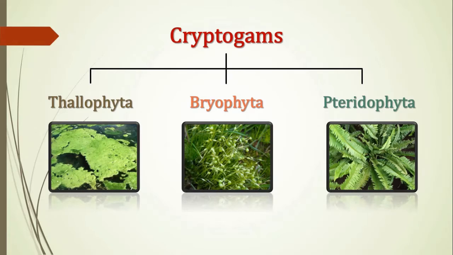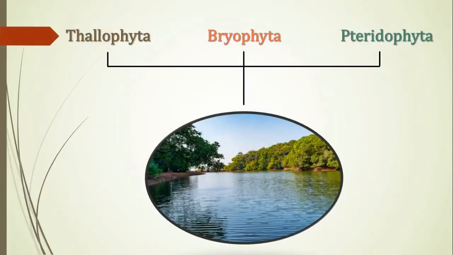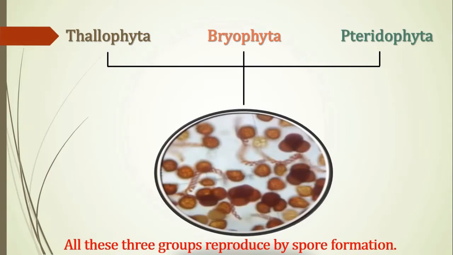Students, till now we have studied Kingdom Cryptogams and their groups Thallophyta, Bryophyta and Pteridophyta. What similarity do you observe? Students, all these three groups need water and all these three groups reproduce by spore formation. They are called cryptogams as their reproductive organs cannot be seen. Cryptos means hidden, gams means reproductive organs.